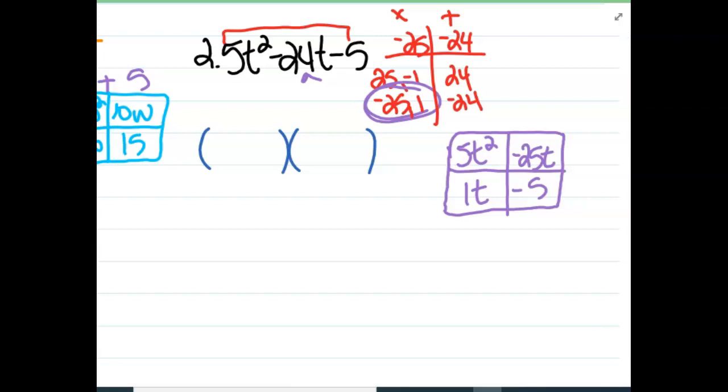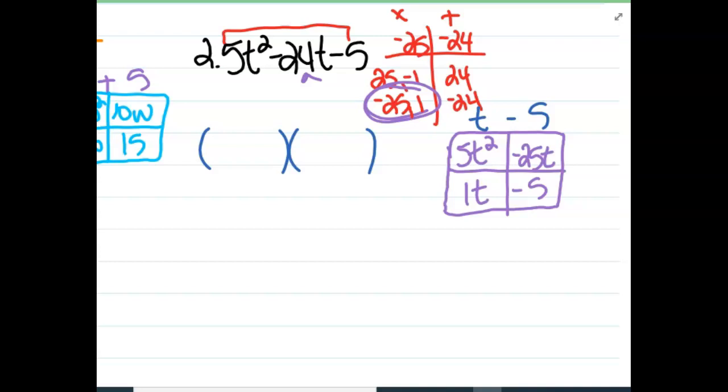So this first column, 1t and 5t squared, what do they have in common? Just a t. Yep, a 1t or a t, either way. What about 5 and 25t? And it is actually going to be negative. I like how you said that, because how do you know it's going to be negative? This box closest to the 5 is negative. The 5 is going to be negative.